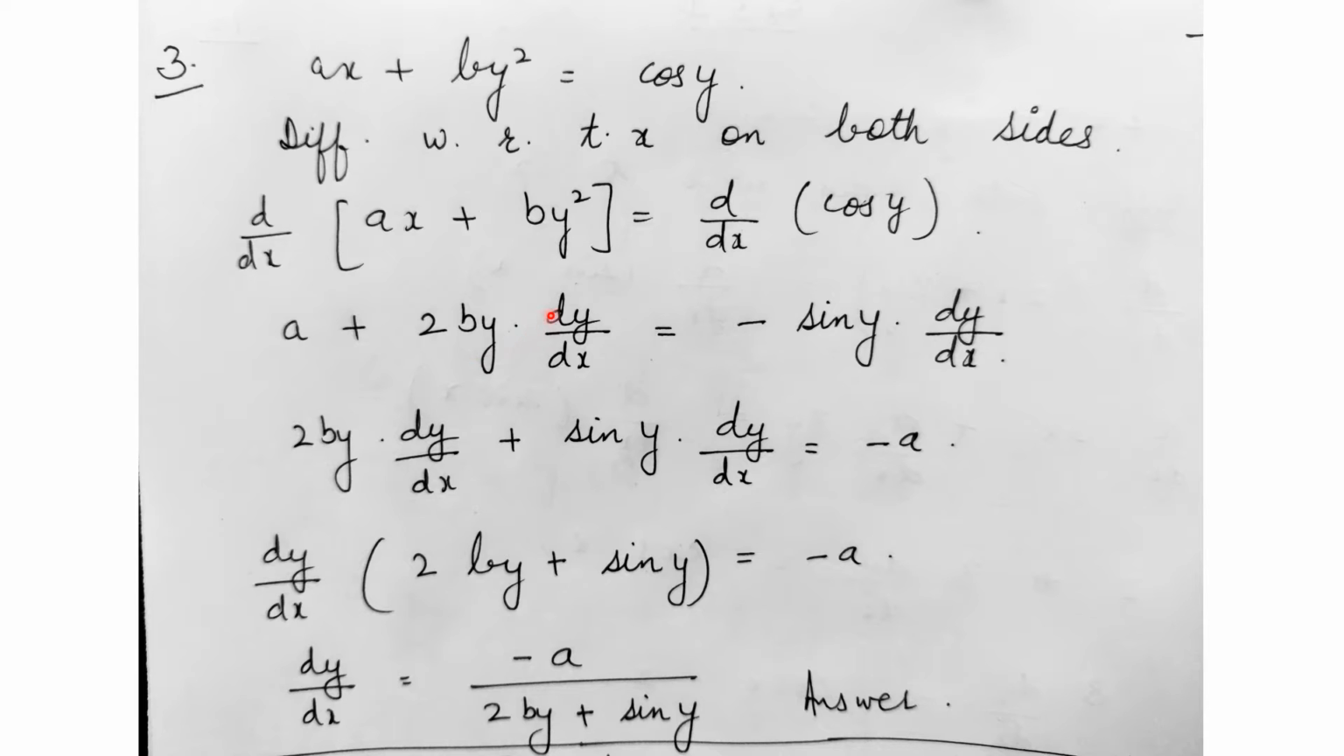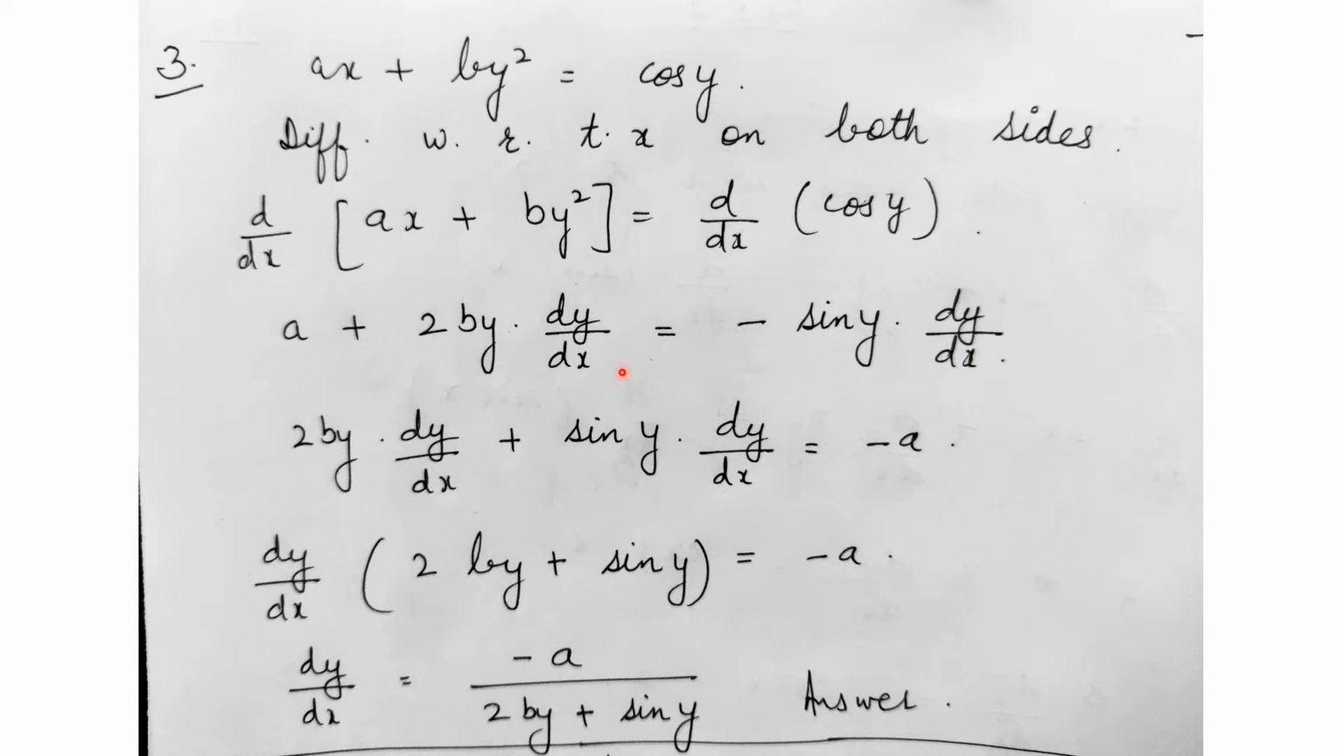2by multiplied by dy by dx, which is equal to the derivative of cos of y, which will be taken as minus sine y multiplied by dy by dx. Wherever you are getting y, you will first solve the derivative and then multiply it by dy by dx. Here also you did the same thing, and the same was repeated here. First calculate the derivative of cos y, the answer is minus sine y, then multiply it by dy by dx.